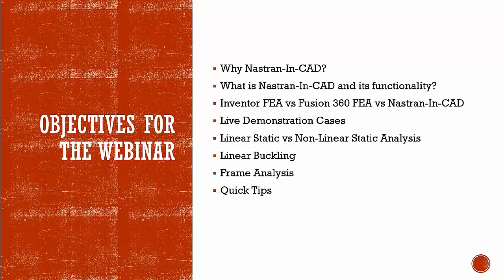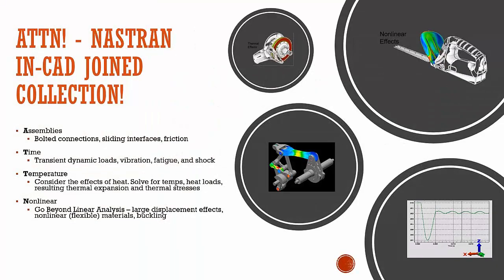The big thing for me personally, as an Inventor user for many years now, is the difference and the additional capabilities we have going from Inventor FEA through to Fusion 360, and that's in Nastran-in-CAD. Tarun will go through some live demonstration cases and examples, and we're going to discuss in more detail topics such as linear static, which is very much based inside Inventor, the constraints of linear static, and then non-linear static analysis. We're going to go through an example of linear buckling, and then some frame analysis, and some quick tips that we've gained over the last number of months using Nastran.